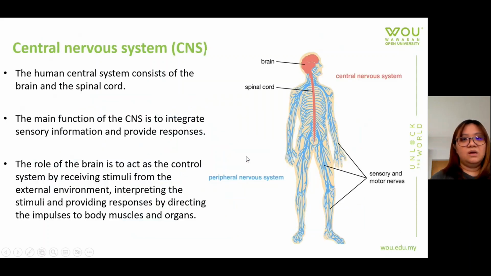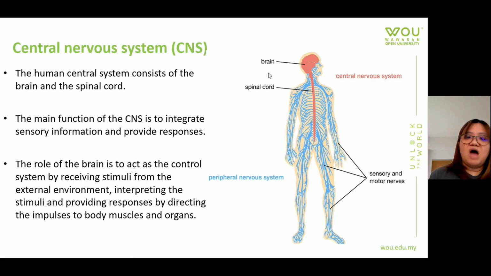Okay, so the CNS, like I mentioned just now, consists of the brain and our spinal cord. It means the main function of the CNS is to integrate the sensory information and provide responses. You can see our brain with our spinal cord, and after that we have the peripheral nervous system consisting of all the sensory and motor nerves. The CNS is highlighted in red color.